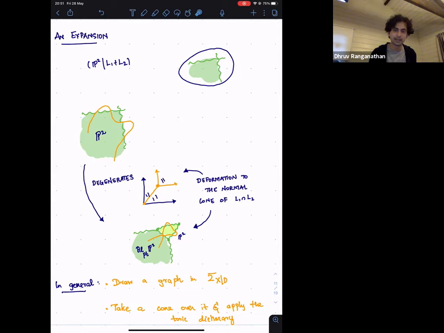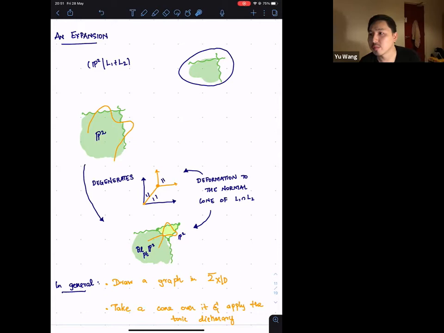So Dhruv, can I ask a question? Yeah. So basically this procedure kind of just resolves the question that whenever you have a curve meeting the intersection point, like a singular locus of the divisor, right? And then you want to stretch that singular point to something so that you can really just make it transverse or something, right? Yeah, absolutely. That's exactly the picture.